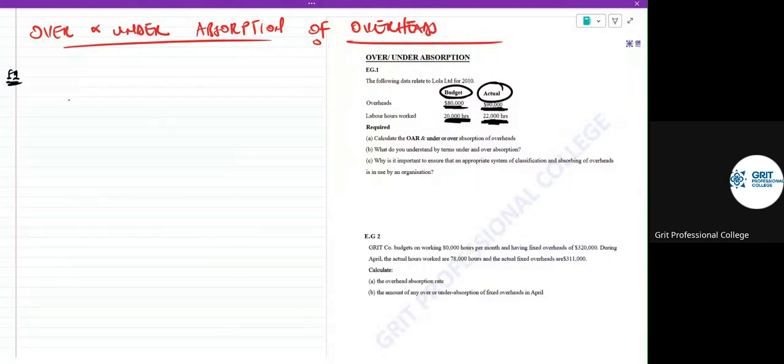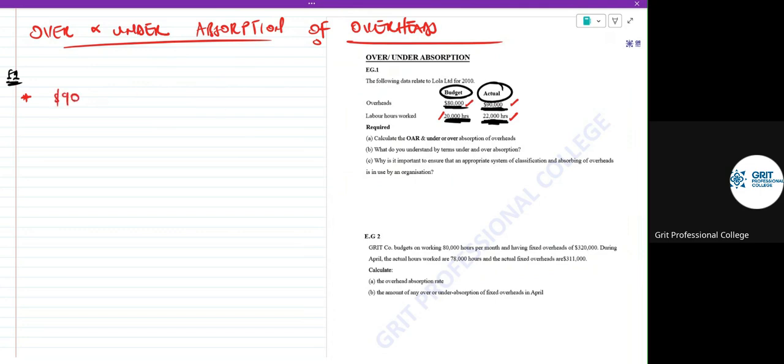All right, so let me take everything I've said from the top. Per the information, the budget was to work 20,000 hours. We actually worked 22,000 hours. The cost we envisaged for working 20,000 hours is 80,000. The actual cost we incurred for working more hours was 90,000.